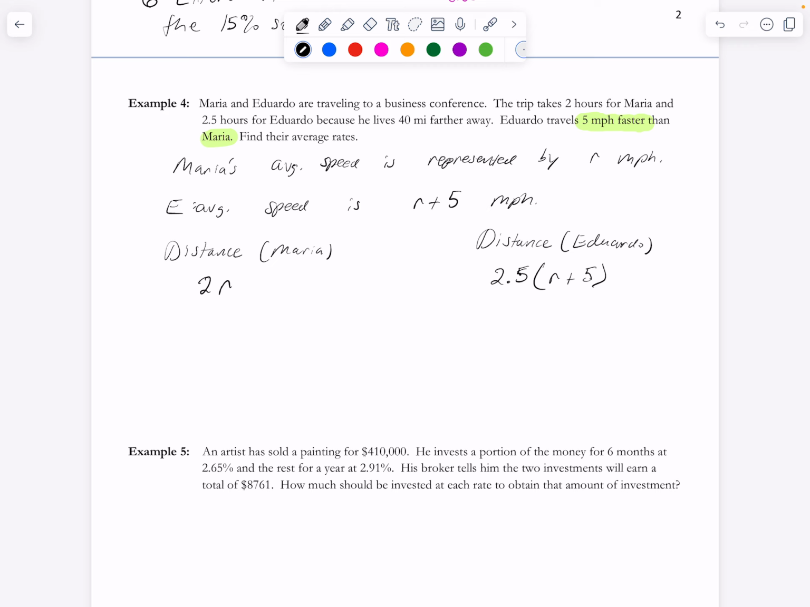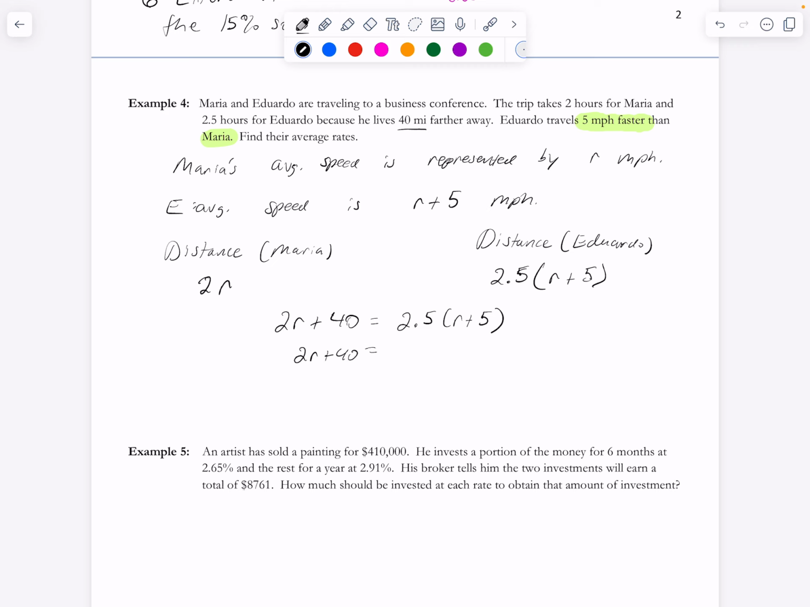But the one thing I haven't mentioned yet is that Eduardo lives 40 miles farther away. Okay? So we have to set up the following equation: Maria's distance plus that 40 miles, because we need to make those the same, equals the distance Eduardo is traveling. All right, so that's the one piece that some students might forget. Okay, go ahead and distribute.